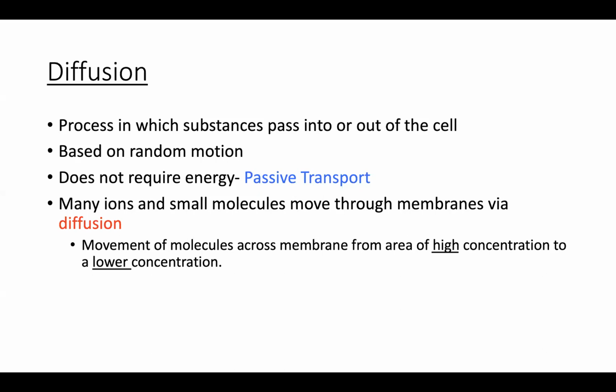By definition, diffusion is the movement of molecules across the membrane from an area of higher concentration to lower concentration. You need to understand this definition. Jot it down. Diffusion is the movement of molecules across the membrane from an area of higher concentration to lower concentration, basically in an attempt to reach equilibrium.